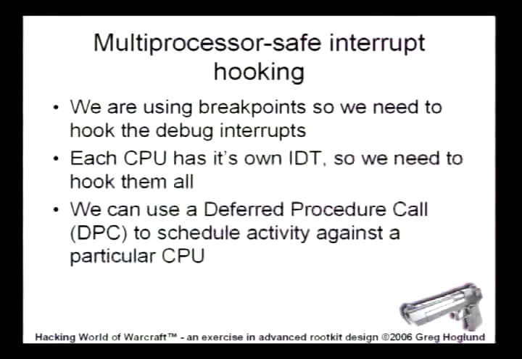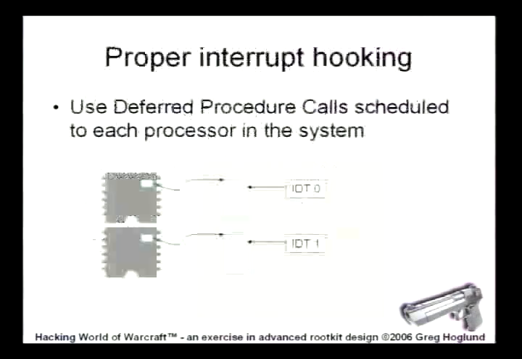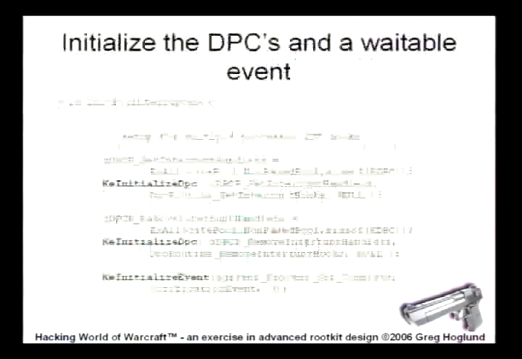Each CPU has its own interrupt descriptor table, so we actually have to make a deferred procedure call to each of the processors in order to have all of the IDTs get hooked. So if you see this here, imagine each processor has its own IDT.